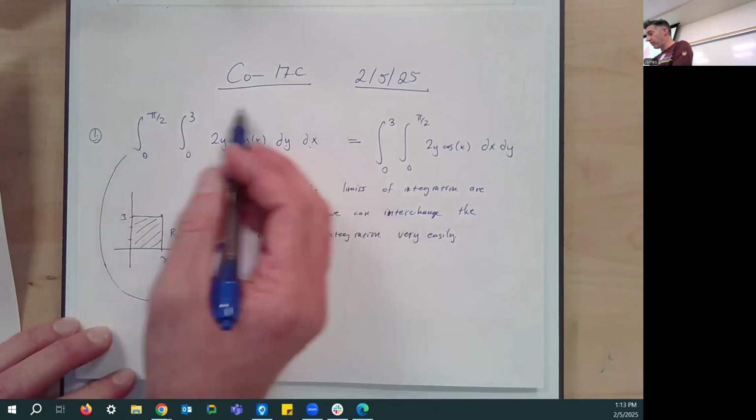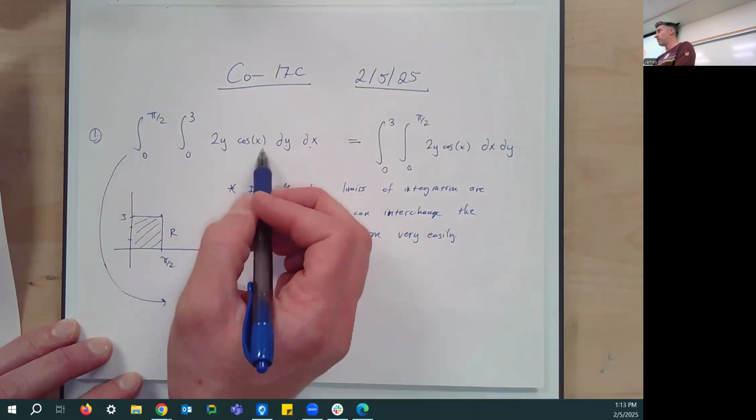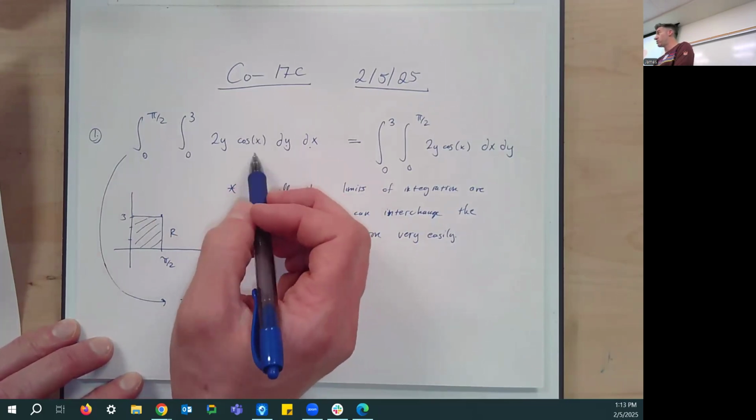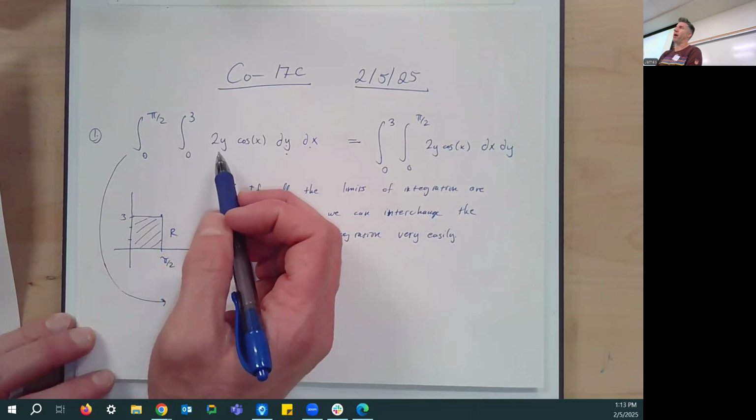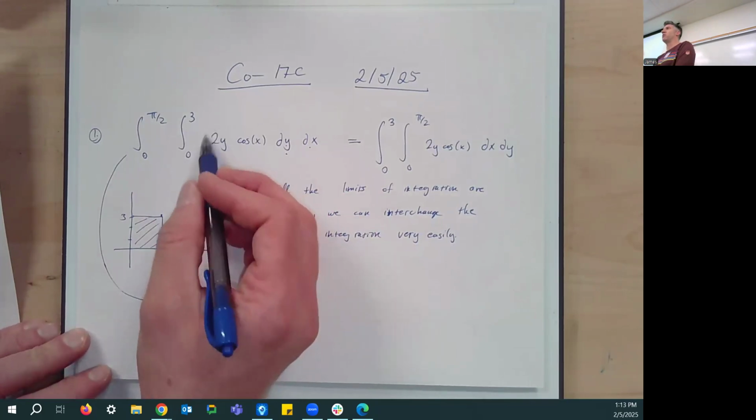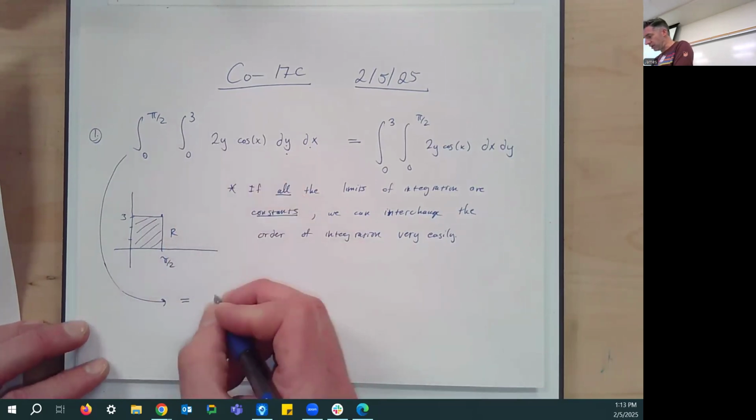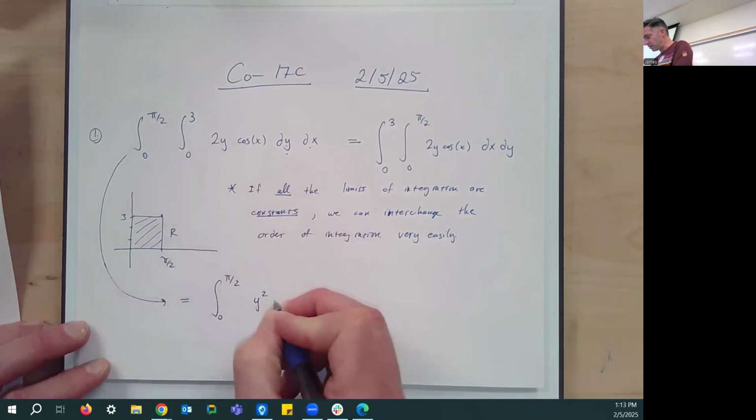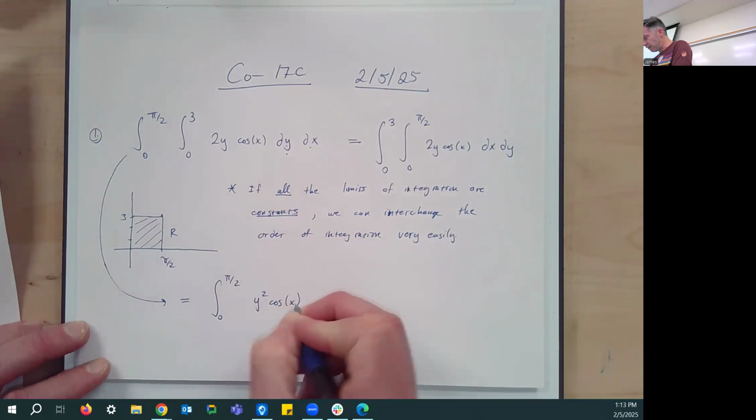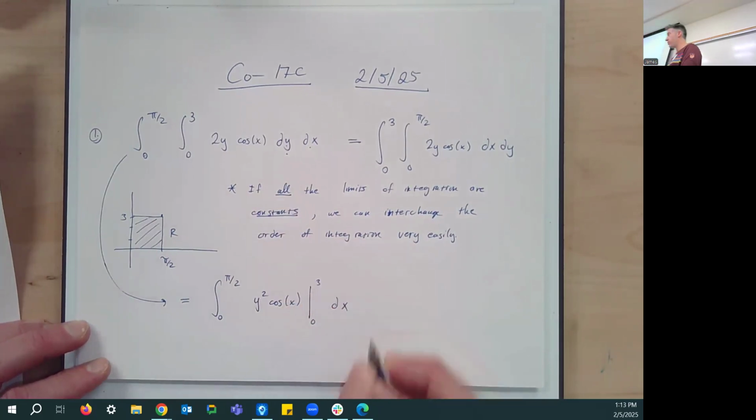So anyway, working from the inside out, we're integrating first with respect to y. This cosine of x is just a constant multiple as far as y is concerned. The antiderivative of y is y squared over 2, but I'm going to pull in the 2 and say the antiderivative of 2y is just y squared. So we still get the integral from 0 to pi over 2, and the inside is y squared times cosine of x, evaluated from 0 to 3, dx.